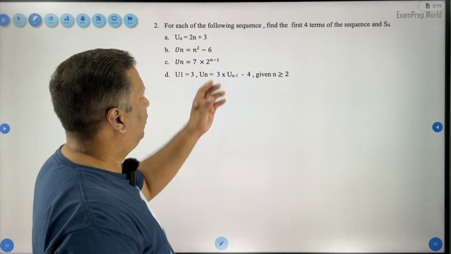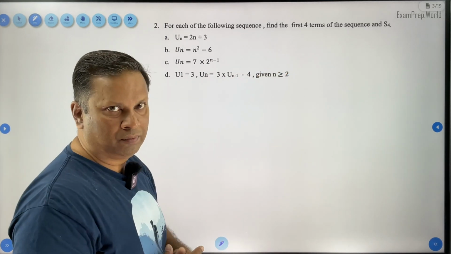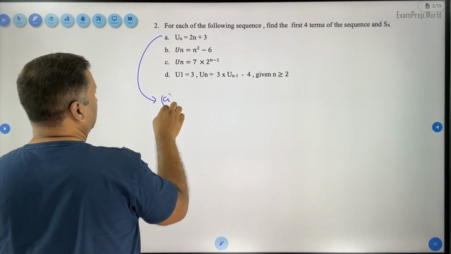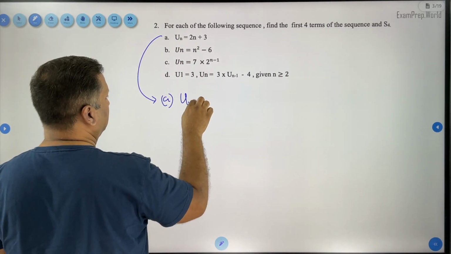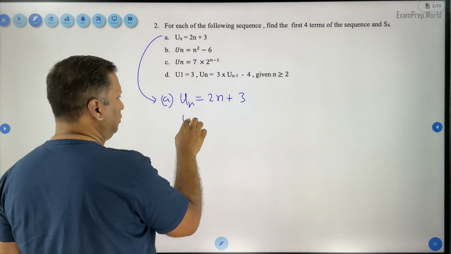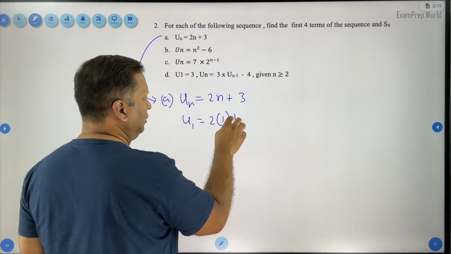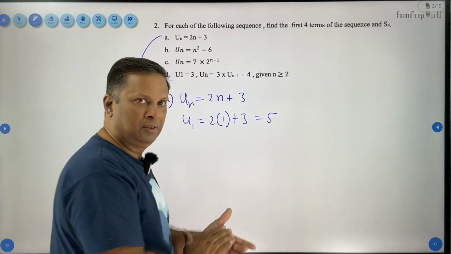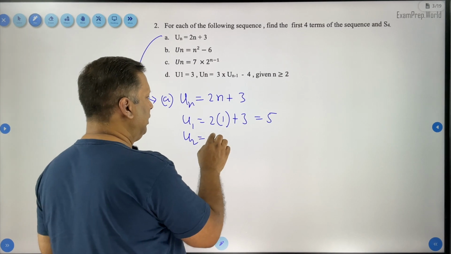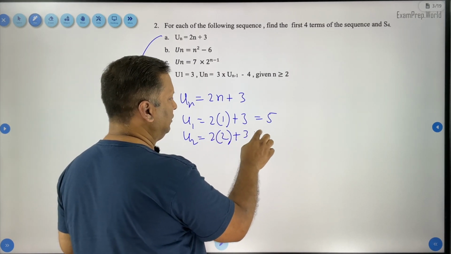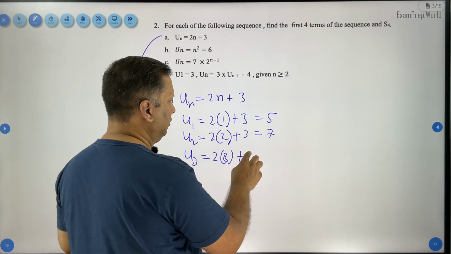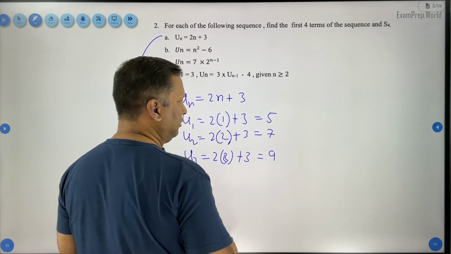Here, find the first 4 terms and S4. They have given a general rule A. They say that Un is 2 times n plus 3. Then what should be the first term? U1 will be 2 times 1 plus 3, which is 5. Correct? You just apply the general rule, you get your term. Then U2, apply, 2 times 2 plus 3 which is 7. U3 is 2 times 3 plus 3, 9.